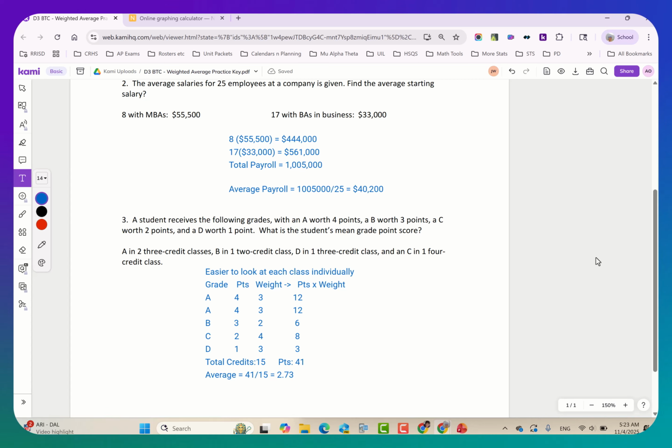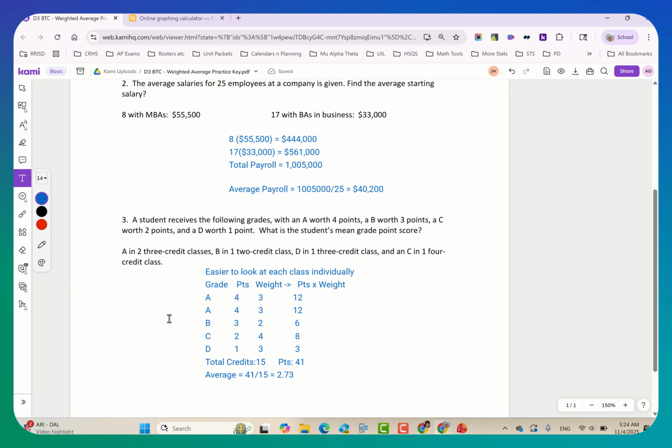Well, basically, what you're going to do is put down the grades. So what I had is I listed all the A's, all right? So they had an A in 2 3-credit classes. That's your weight. A B, which is 3 points, in a 2-credit class. A D in a 1-credit class, that's this one down here, and a C in a 4-credit class.